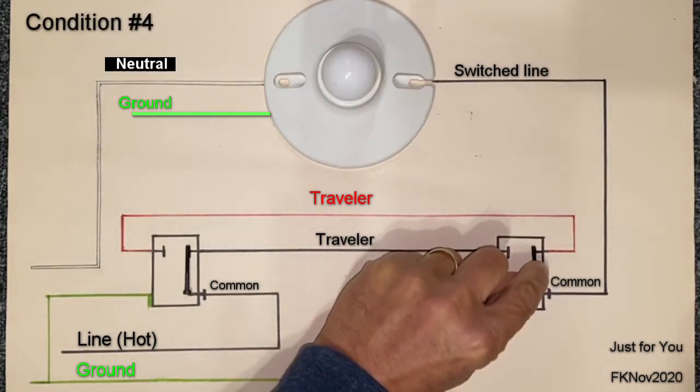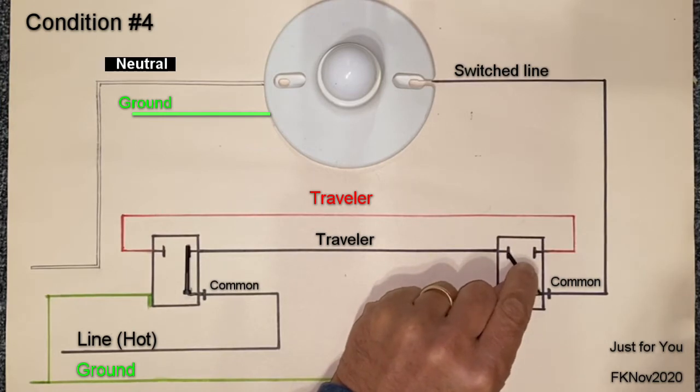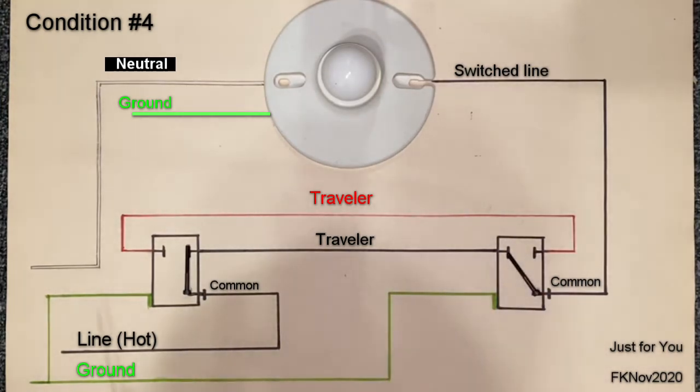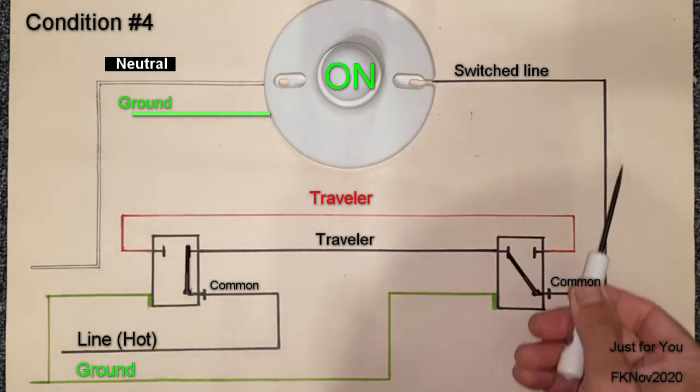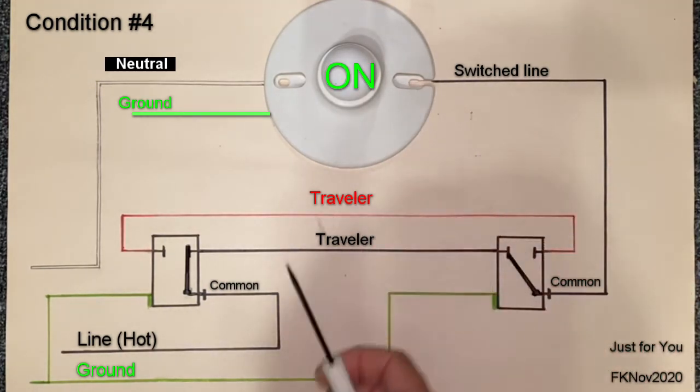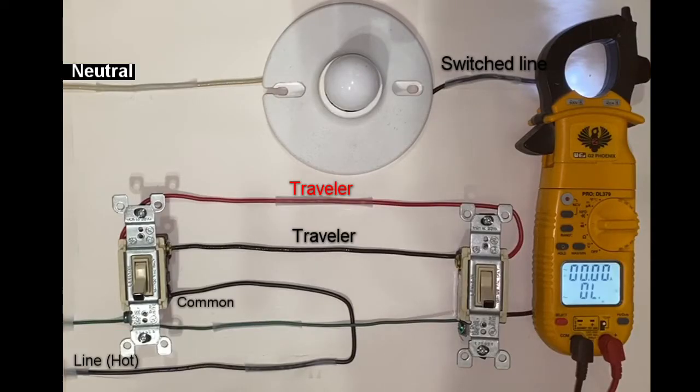Next we could have this switch turned. Current will flow through our common of one switch, through its traveler, to the traveler of the other switch, to the common of the other switch, and from there to our light fixture, and we'll have the light on.